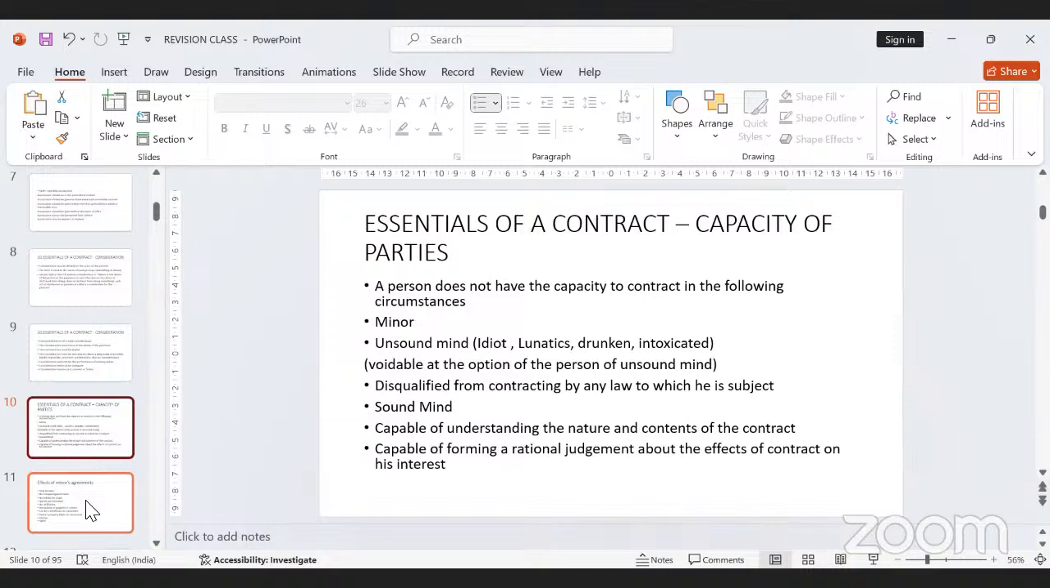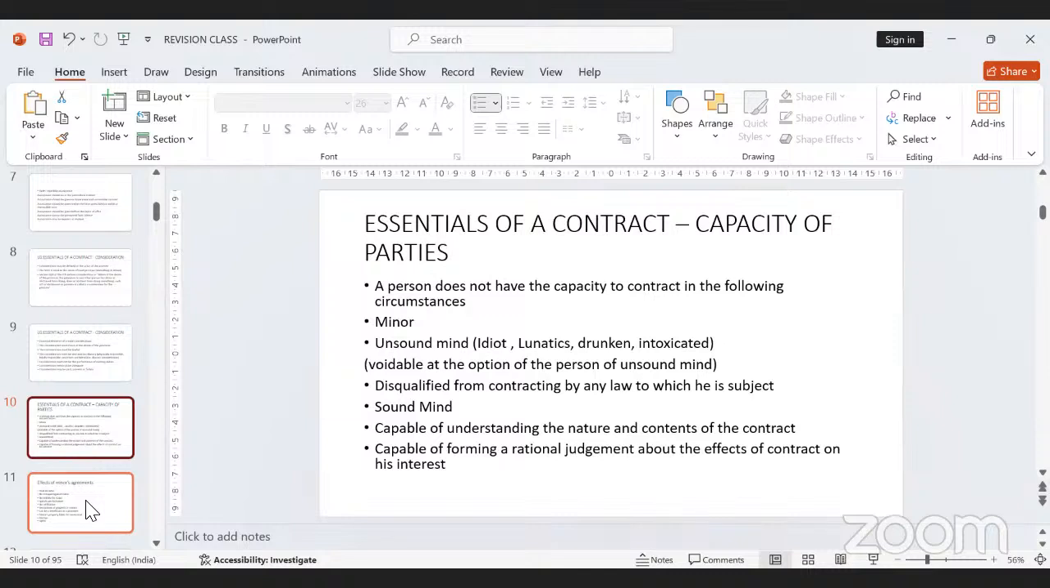See, law has categorized people with unsound mind into three different categories: idiots, lunatics, and drunken or intoxicated people. You know who are drunken or intoxicated people? People consume alcohol, people take drugs. Sometimes after they have consumed that alcohol or drugs, they are in an intoxicated state. They are not in a state of mind where they can take proper decisions. They lack that clear understanding during that time. So when a person is in that intoxicated state, that person does not have the capacity to contract.